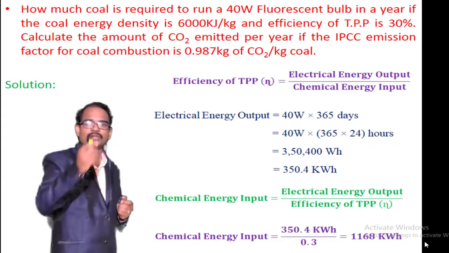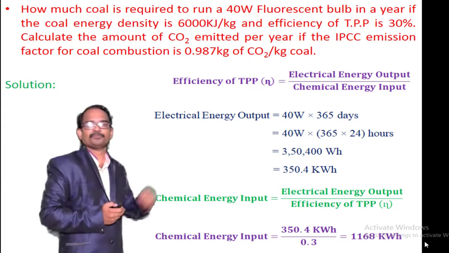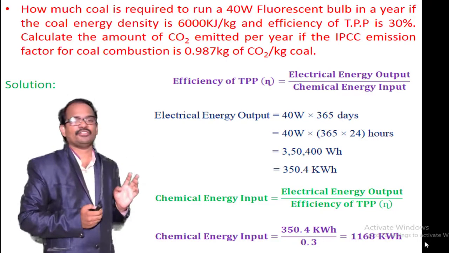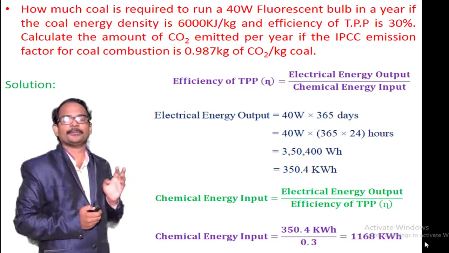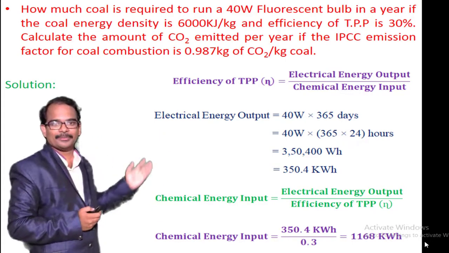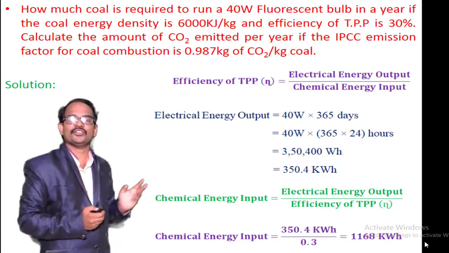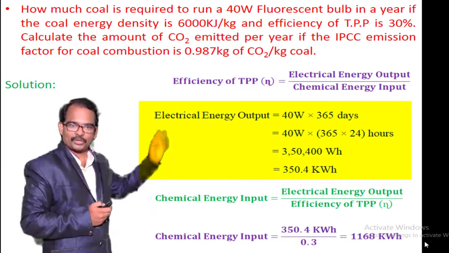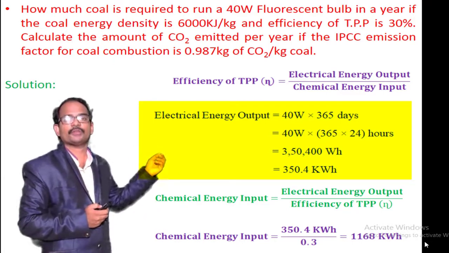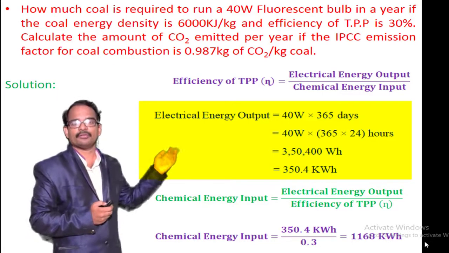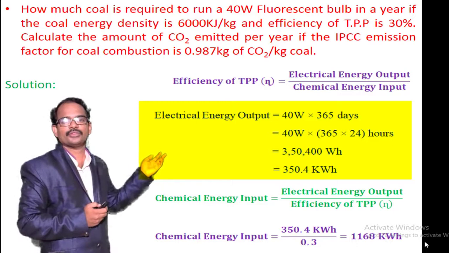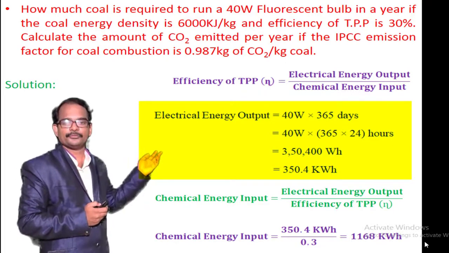Let's look at it. The efficiency of a thermal power plant is electrical energy output by chemical energy input. Right, the efficiency is equal to output by input. The thermal power plant input is the coal and the output is the electrical energy. What is the electrical energy output? We have a 40 watt lamp. And for how many hours are you operating it? 365 days, and each day has 24 hours. So 40 into 365 into 24 gives around 350,000 watt hours, which is 350.4 kilowatt hours.